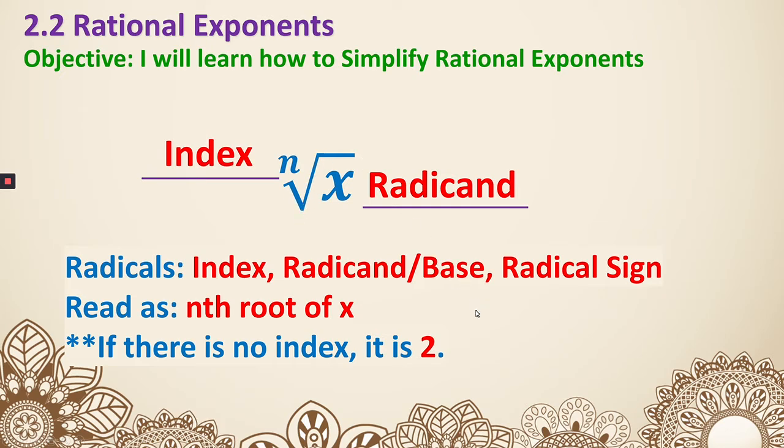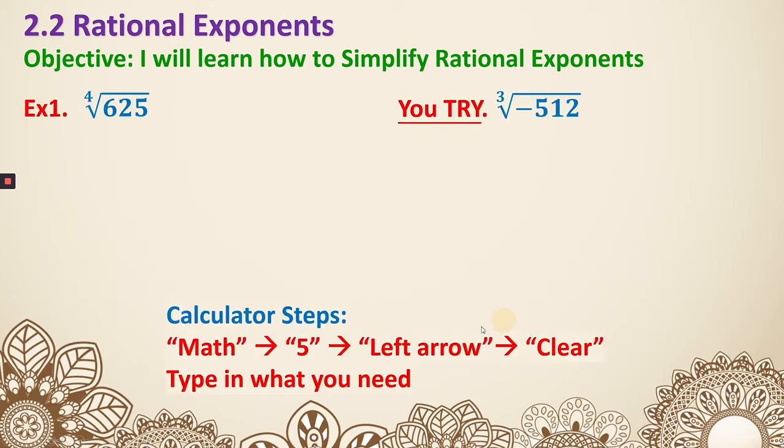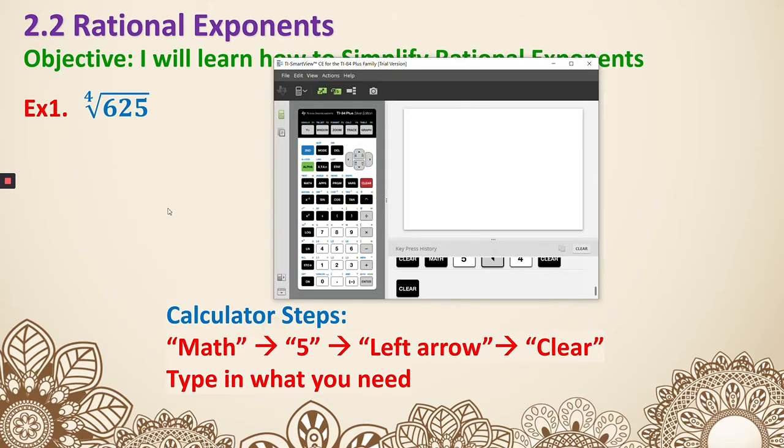We read it as the nth root of x. So let's say n is 4, that's called the fourth root of x. If there's no index number, no n, there's no number there, it is actually a 2. We have seen that many times, it's the square root. Now let's look at example 1. We'll also learn how to type it into our calculator.